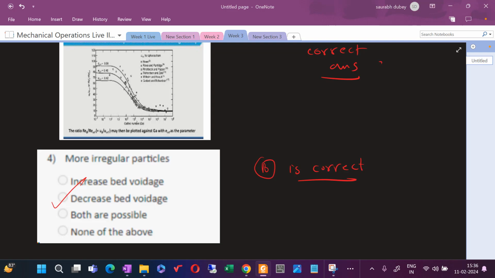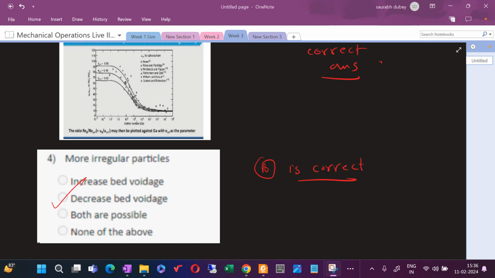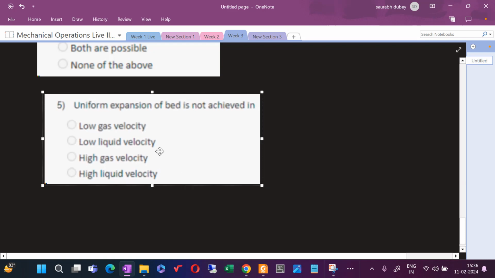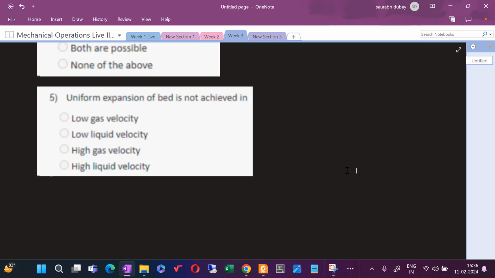Now the next question is about gas and liquid velocity, and this problem is directly taken from the slides. So hope you understand this. It says uniform expansion of the bed is not achieved in which of the following? Low gas velocity, low liquid velocity, high gas velocity, or high liquid velocity.